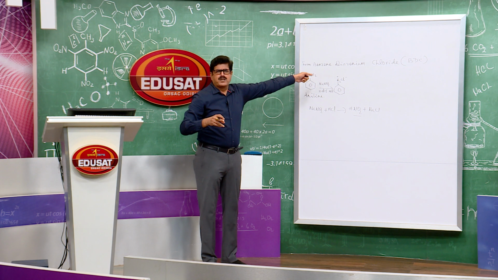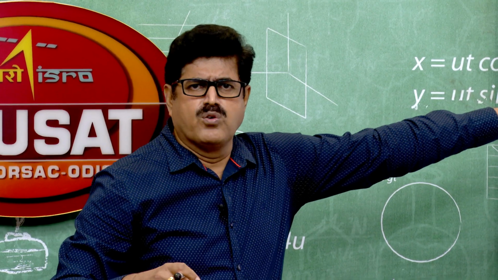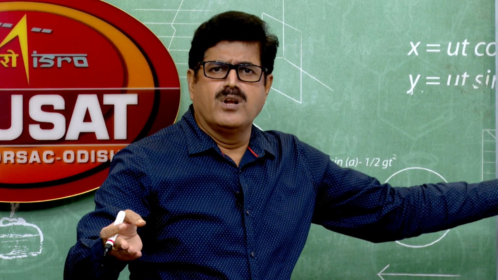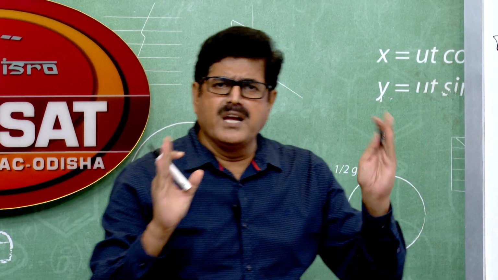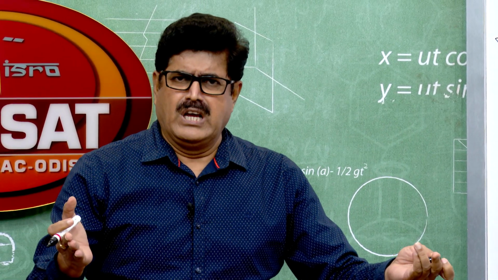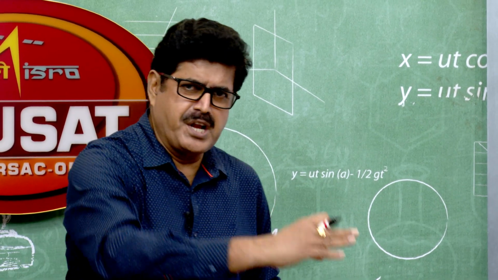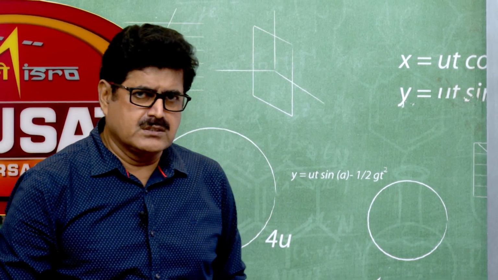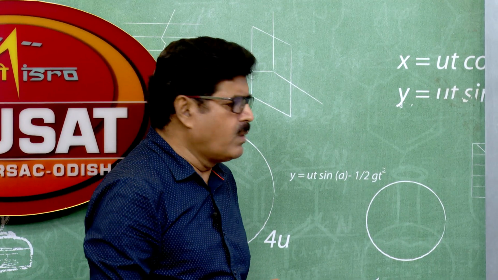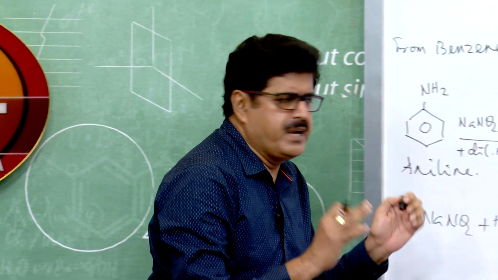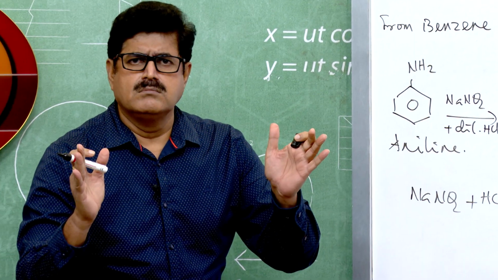Why? Nitrogen is a good leaving group. So BDC is unstable at high temperature, even at room temperature. Beyond 5 degrees centigrade, BDC decomposes to give nitrogen gas and chlorobenzene. That is why we have to be very concerned about the temperature.